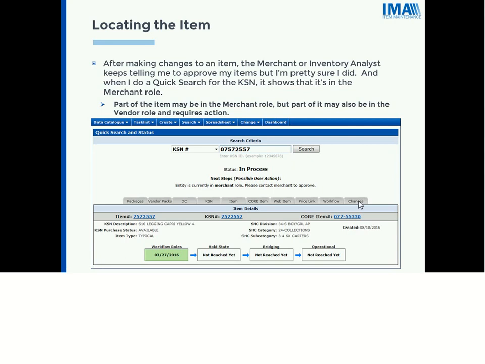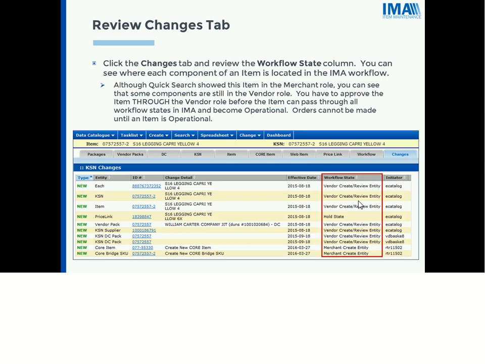Otherwise, one of you are going to reach out to IMA Help, and you're going to have to wait on them to respond to you, and that can delay the setup of your item. So if you click the Changes tab, you'll be able to view all the pieces of your item that's in process.